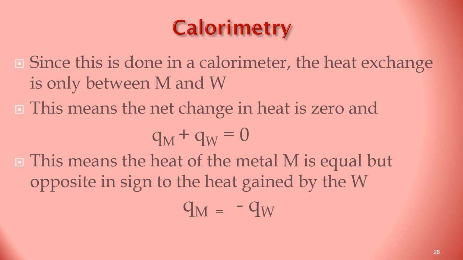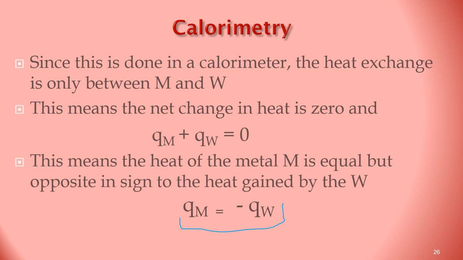The heat is exchanged only between those two things. We measure the temperature change. So the key is that there's no net change in heat. All the heat from the metal will be going into the water, and the overall heat will be zero. In other words, the heat of the metal will equal the negative heat of the water. This is a really important point to keep in mind when we use a calorimeter.